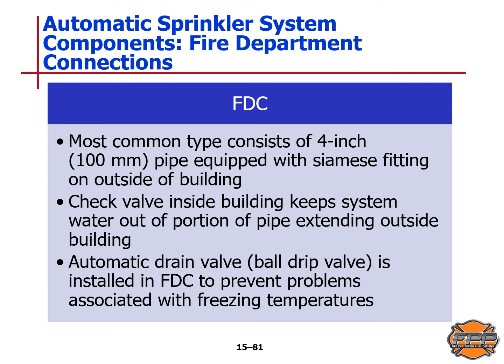FDC or fire department connection is the most common type, and it consists of 4-inch or 100 millimeter pipe equipped with a Siamese fitting on the outside of a building. The check valve inside the building keeps the system water out of the portion of pipe extending outside the building. The automatic drain valve or ball drip valve is installed in the fire department connection to prevent problems associated with freezing temperatures.